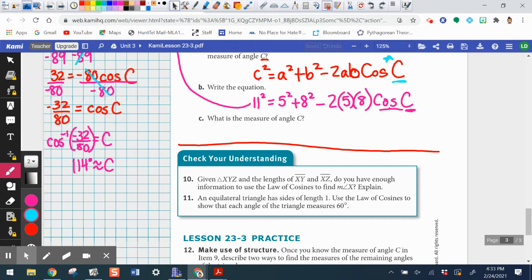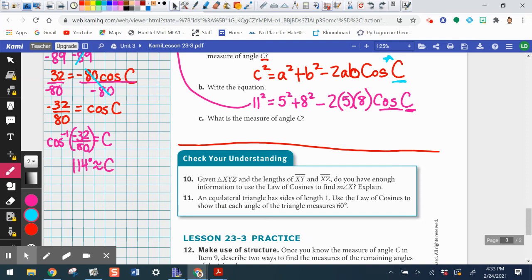to find the measure of angle c, we're going to take the inverse cosine. Remember back in lesson 22-4, to find the measure of an angle, we use the inverse function. Well, we've already established that we're using the cosine function because this is the law of cosines. So we're going to use the inverse cosine function. So we're going to pull up Desmos and find what the inverse cosine of negative 32 over 80 is.